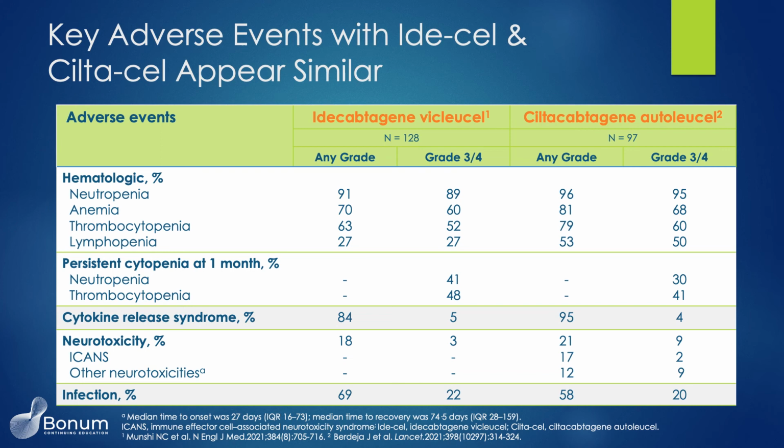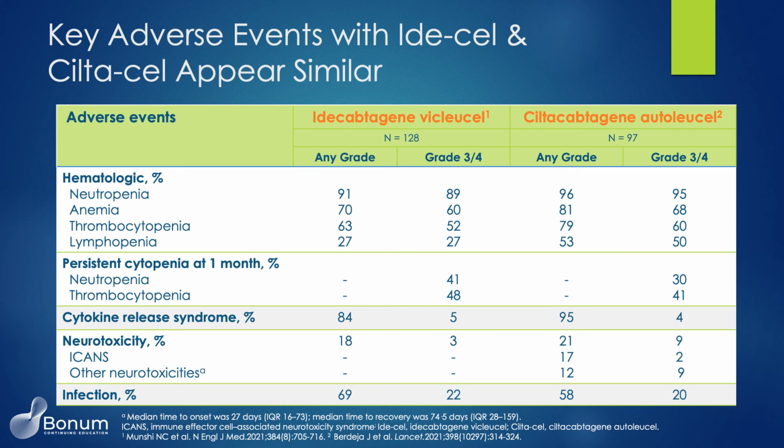But you can see here that in general, 18% of patients in ide-cel had neurotoxicity of any sort, although not broken down by ICANS or other. Now, when you look at cilta-cel, 21% of patients had neurotoxicity, and they did break this down into ICANS as 17% and other neurotoxicities is 12%. So just looking at ide-cel for a second, you can see that the neurotoxicities were generally grade 1 and 2. They had a few grade 3 or 4. And of course, in general, this is low at 18%.